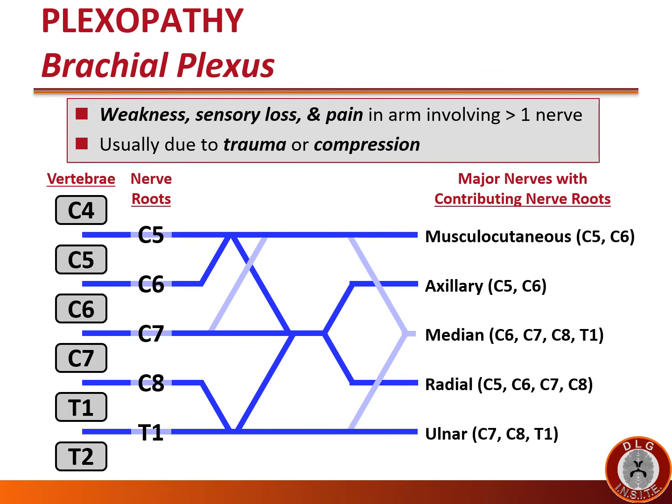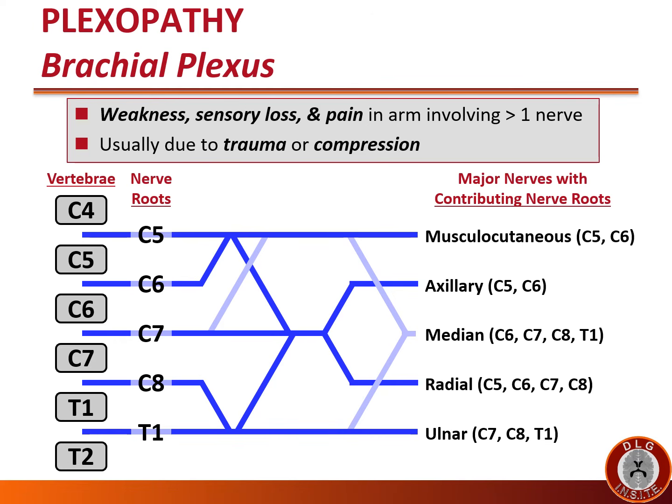When somebody has weakness, sensory loss, and pain, these plexopathies are commonly painful. If there is weakness, sensory loss, and pain in the arm involving more than one nerve, think about the possibility that it is a plexopathy, a brachial plexopathy. The most common reasons are trauma or compression. It can be compression from a tumor infiltrating the axilla.